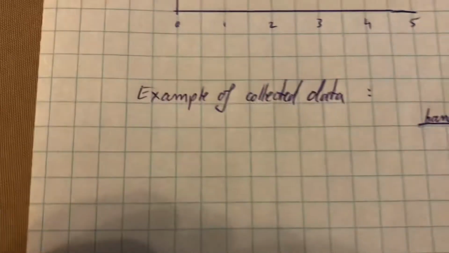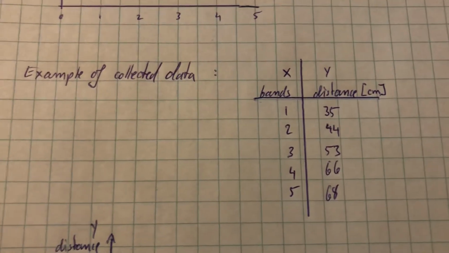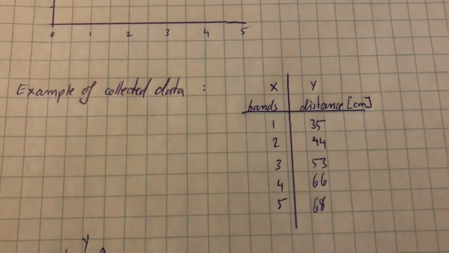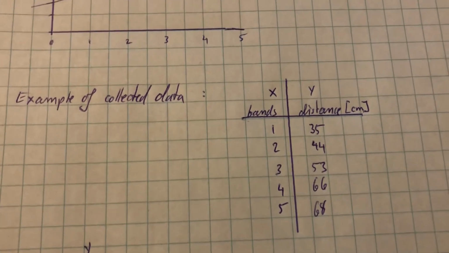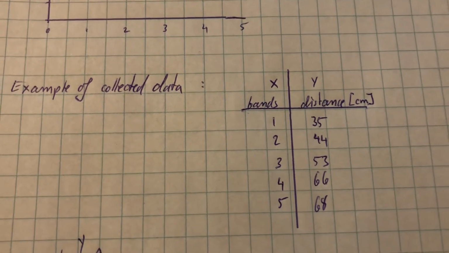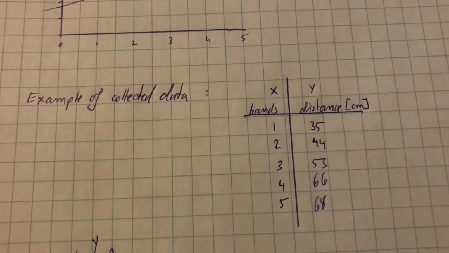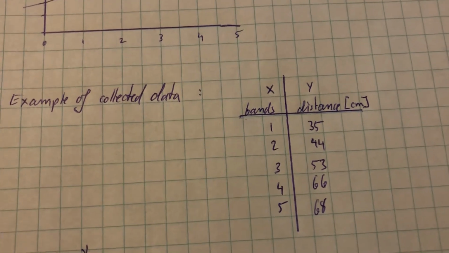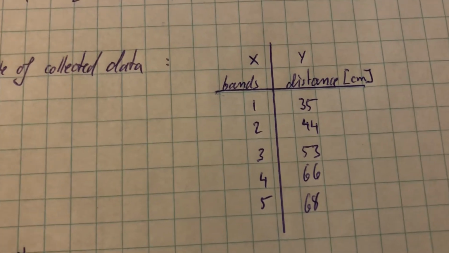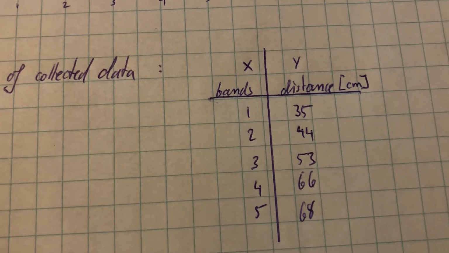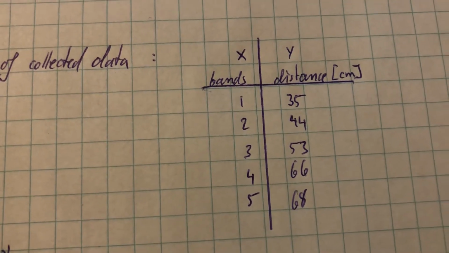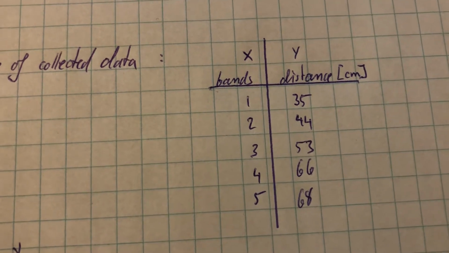Here's an example of your collected data. Let's say I made measurements with 1, 2, 3, 4, and 5 rubber bands, and the distances that I measured, now these are not the ones that you have with your Barbies, I just made those up. Let's say with 1 rubber band is 35, 2 rubber bands 44, then 53, 66, and 68 centimeters.